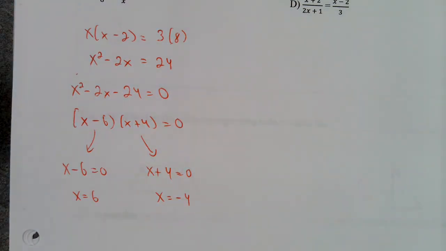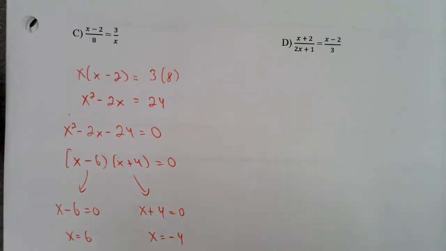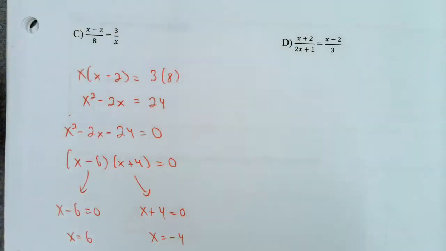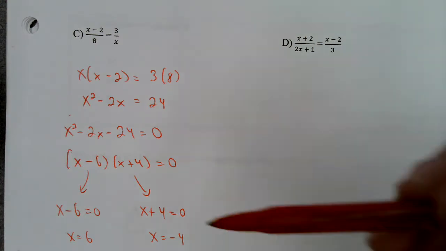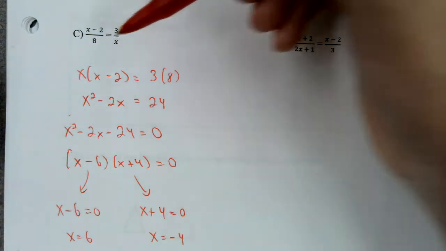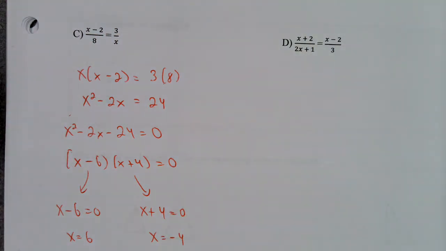Now, you have to be careful. You have to make sure that your answers work and that you don't get any denominators equal to 0. So this 6 does not make that denominator equal 0, so that's good. And this negative 4 does not make that denominator equal 0, so that's also good.